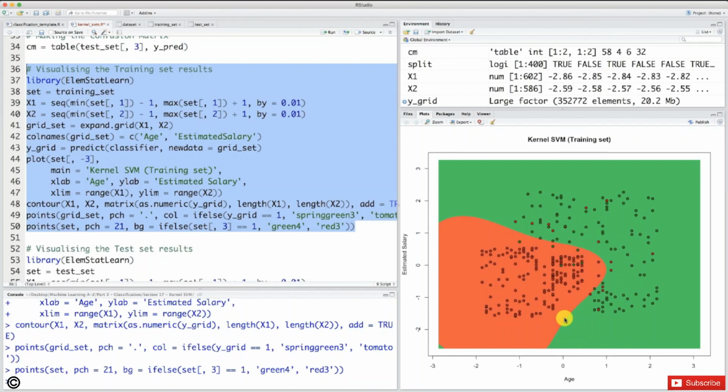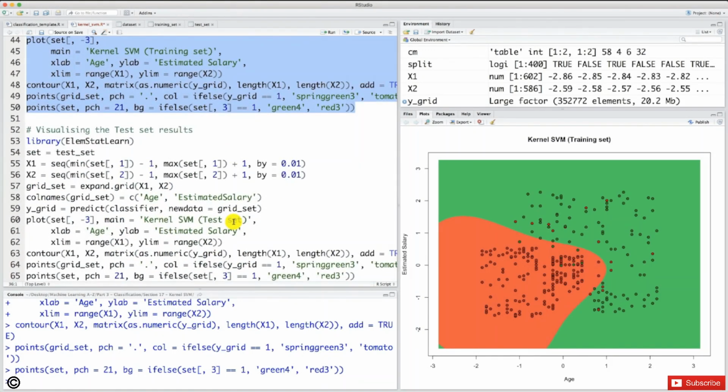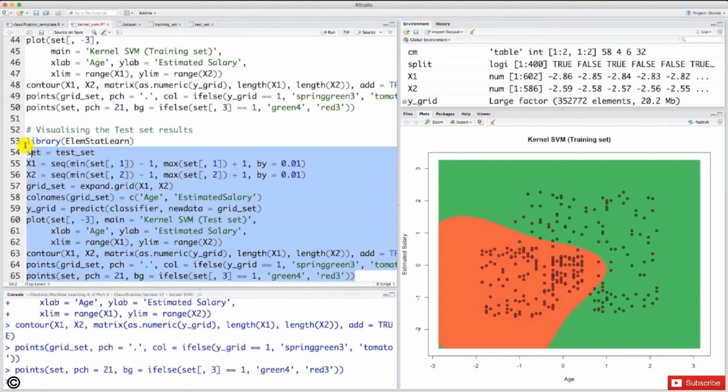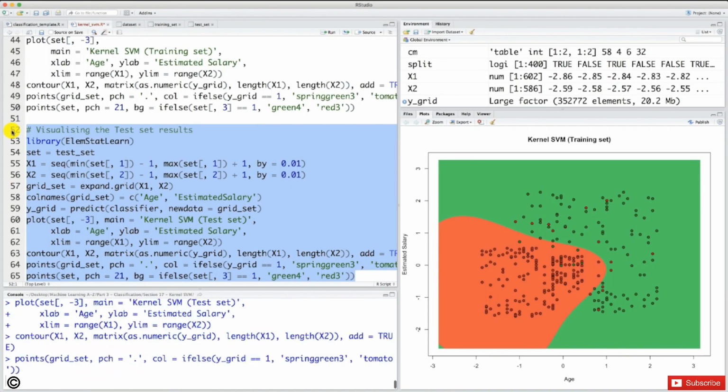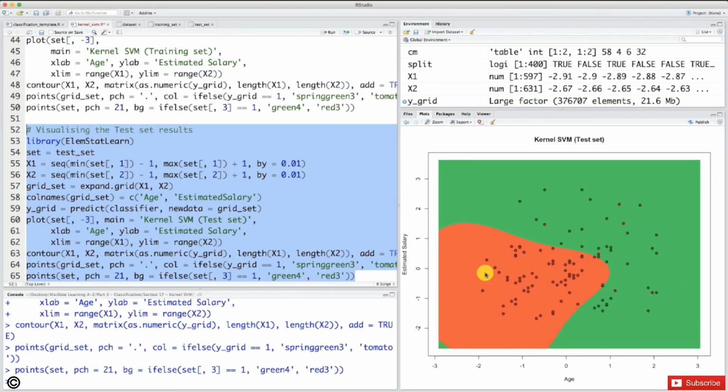Perfect, now let's have a look at the test set results to see how our model behaves on new observations, to see if it can still classify and predict the result of new observations. So we're going to do this. We only have to select this, press Command and Control plus Enter to execute. And here are the test set results. Okay, so that looks great as well.